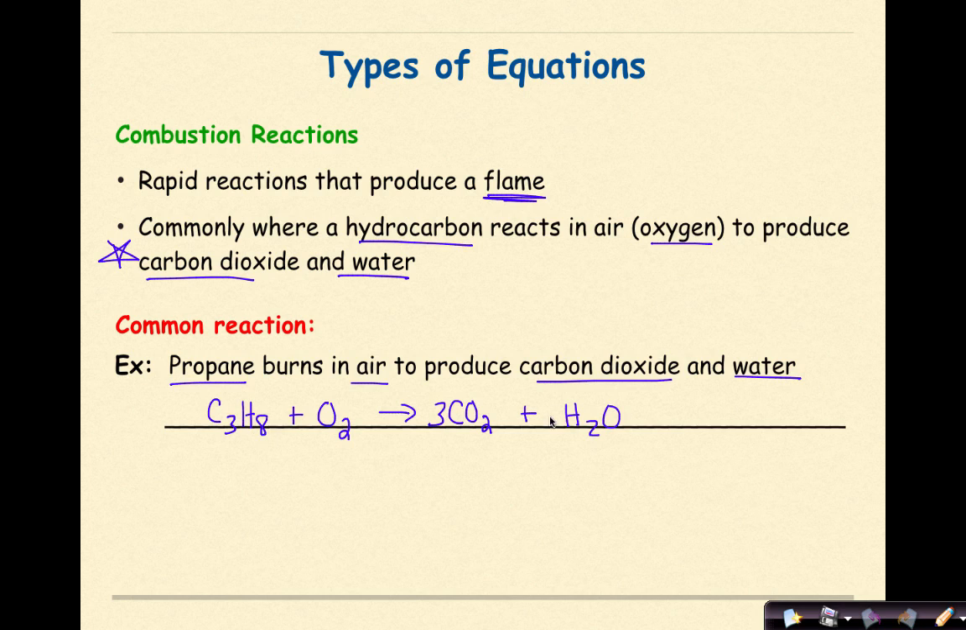8 hydrogens. We're going to put a 4 in front of here. 4 times 2 is 8. And then we're going to balance the oxygens. So 3 times 2 gives me 6 oxygens here. 4 times an assumed 1 right here, so that is going to be 4. 6 plus 4 gives me 10. So that means the coefficient here is going to be 5, and that is the balanced equation for a combustion reaction.